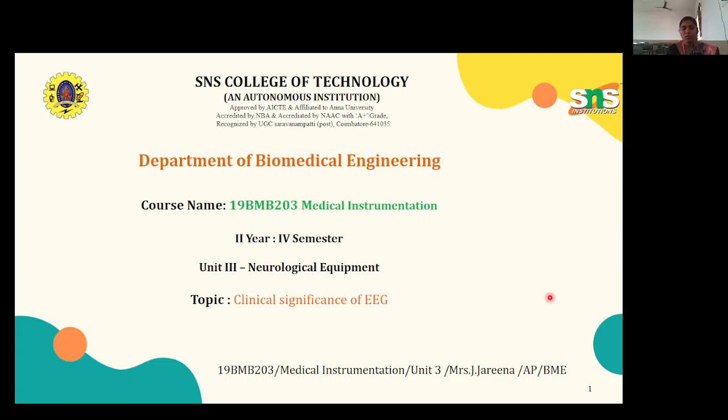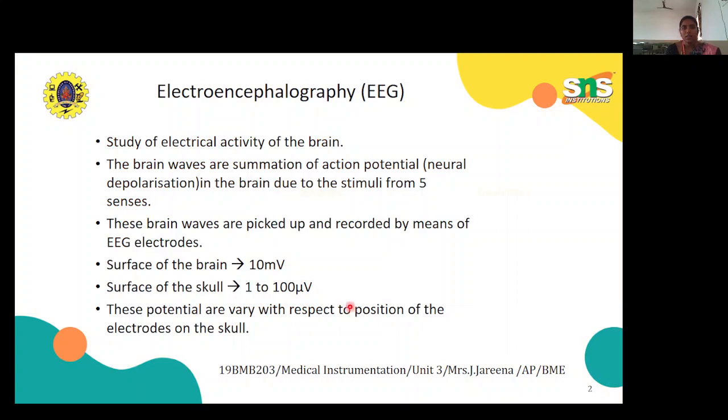Hi guys, today in class we are going to discuss the most important topic in medical instrumentation, that is the clinical significance of EEG. Before starting that, we should know what EEG is. EEG is the study of electrical activity of the brain, just like ECG, which is the study of electrical activity of the heart.